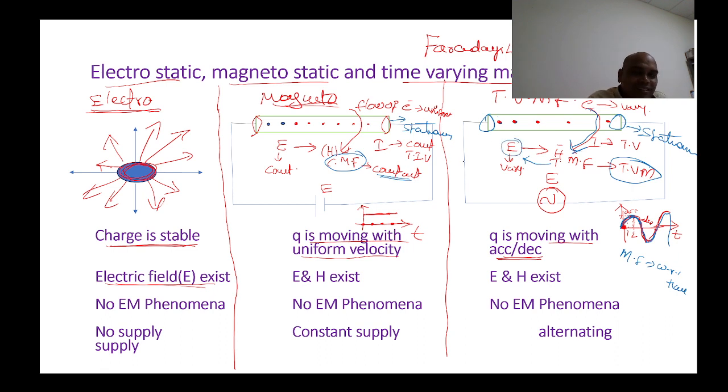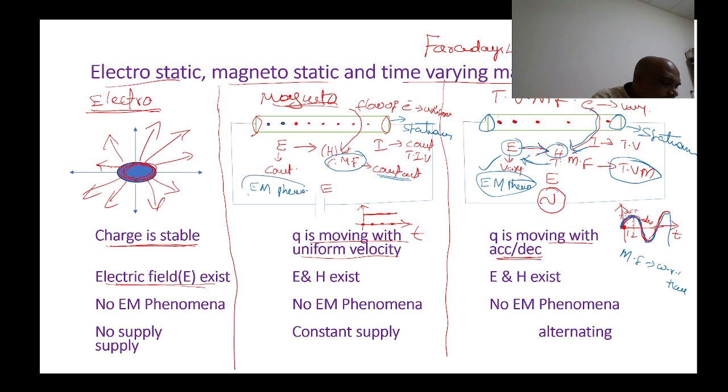Due to the electric field, I am getting a magnetic field. Due to the time varying magnetic field, again I am getting an electric field. Means here the EM phenomena exists. But coming to the second case, here there is no EM phenomena.